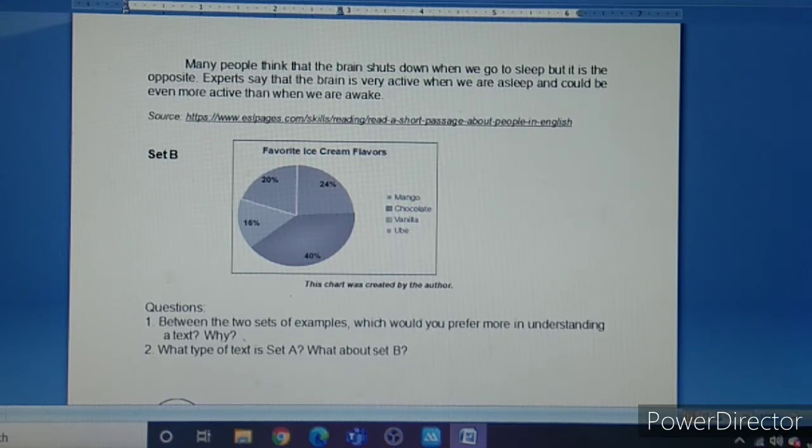Now let's move on to question number 2. What type of text is set A? What about set B? Set A is an example of a literary text, while set B is an example of a textual aid, one of the examples of textual aids. So that's the difference between the two.